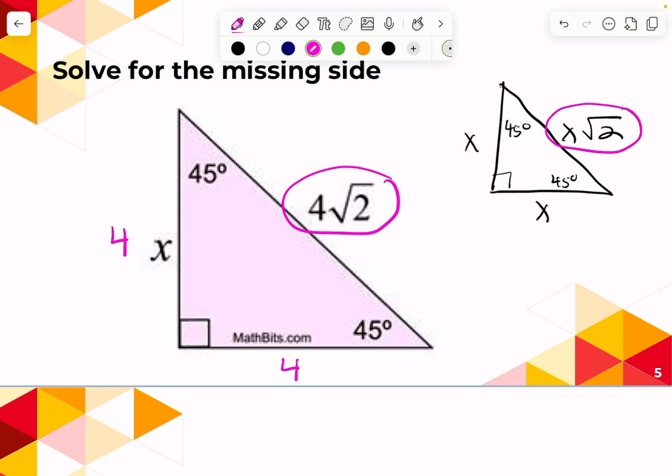It's not complicated, nothing weird about it. It's a 45, 45, 90, aka an isosceles triangle. These two sides are the same. And since this is x root 2, that means that this x is the number there.